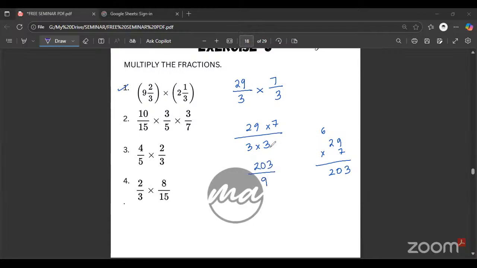3 into 3 is 9. In 203, how many 9s do you have? We can divide it. In 20, you have 2 nines, which is 18. 2 is remaining. You take the 3 down. Again a 2, which is 18. And 5 is remaining. So it's 22 and 5 over 9. This is what you do. You just multiply your numerators, you just multiply your denominators. Is it clear? Yes, please.